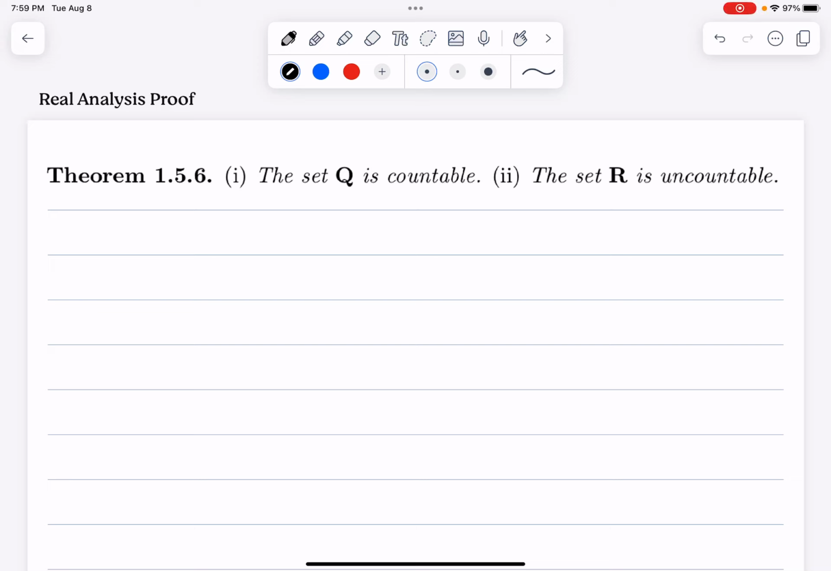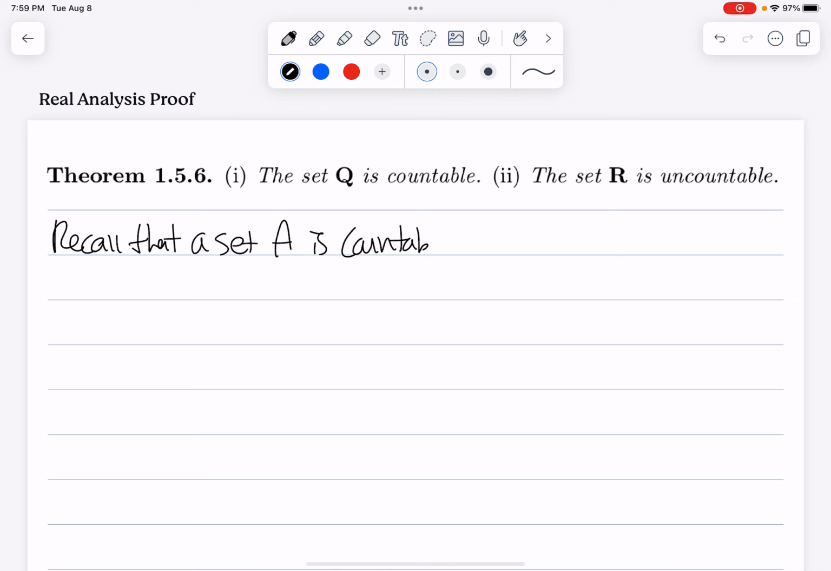Alright, so the proof we have here claims that the set of rational numbers is a countable set, and the set of real numbers is uncountable. Recall that a set A is countable if there is a one-to-one correspondence between the natural numbers and the given set. And if not, we say the set is uncountable.